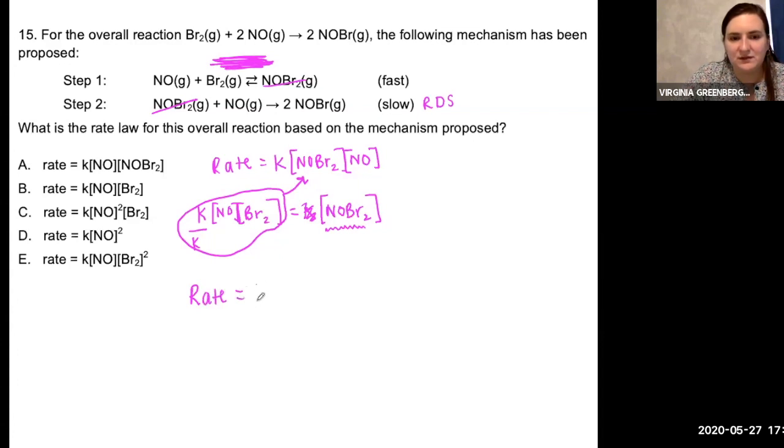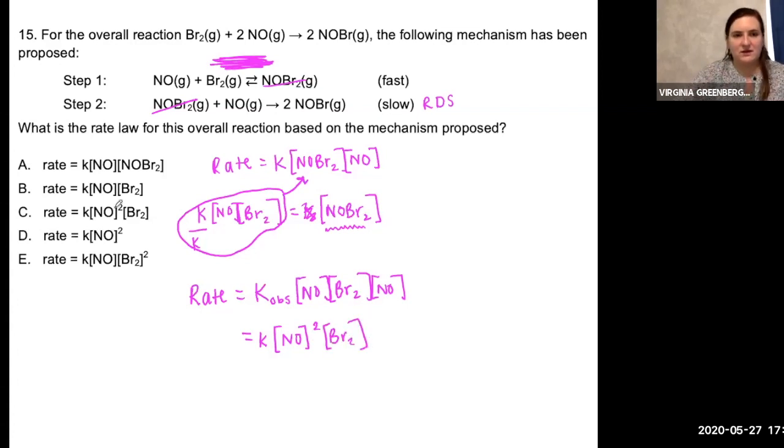And so what we'll end up with is some k. Sometimes we call that k observed. Don't stress about it, it's a k. And then we'll have NO Br2 times NO, which can be simplified as k times NO squared times Br2, which would be C.